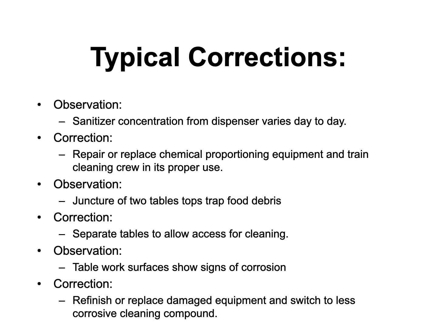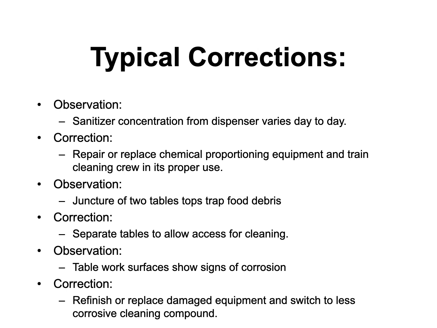So let's say that we have a couple tables butted up against each other, and where they meet, there's food and soil and debris trapping there. So what should we do? Well, in that case, it would probably be a good idea to separate those tables and make sure there's access to clean the ends of the table, so the debris won't accumulate at that area.